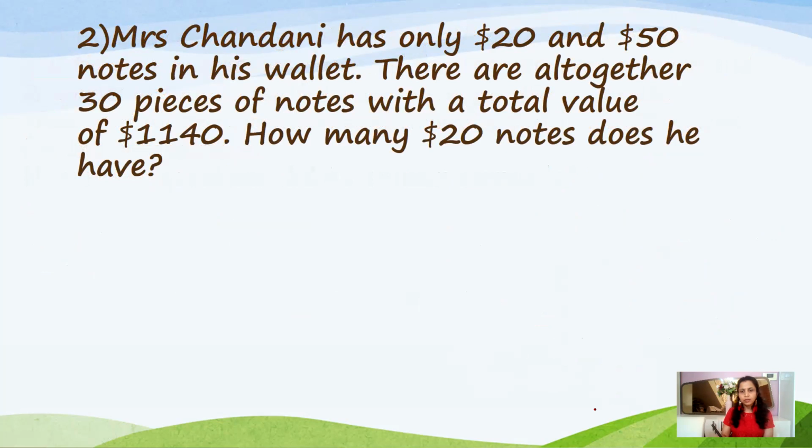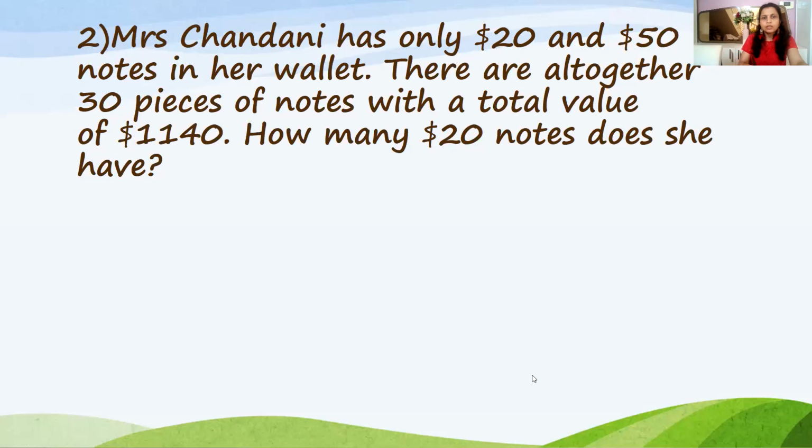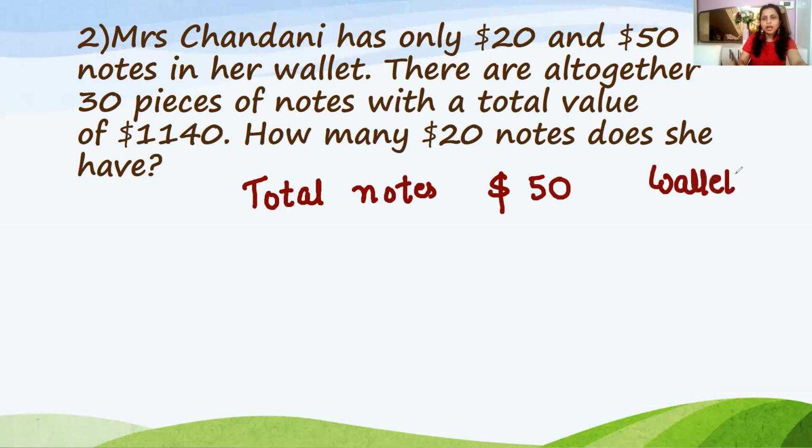So it says, Mrs. Chandni has only 20 and 50 notes in her wallet. There are altogether 30 pieces of notes with a total value of 1140. So what we will do here is assume that all the notes are of 50 denomination in the wallet.